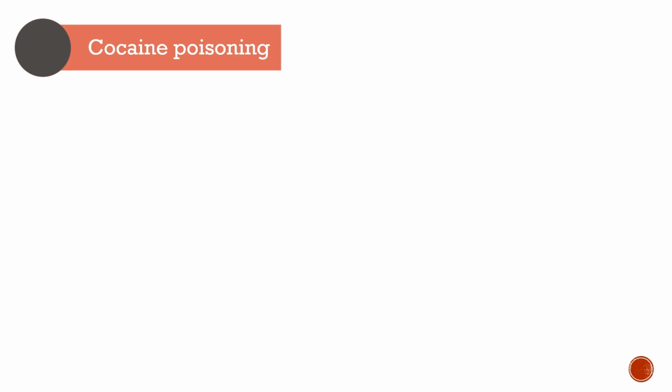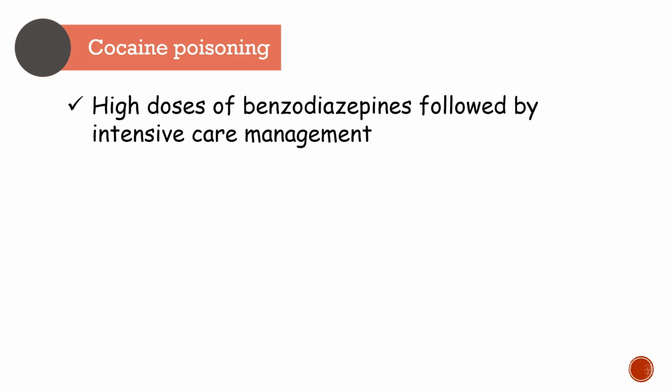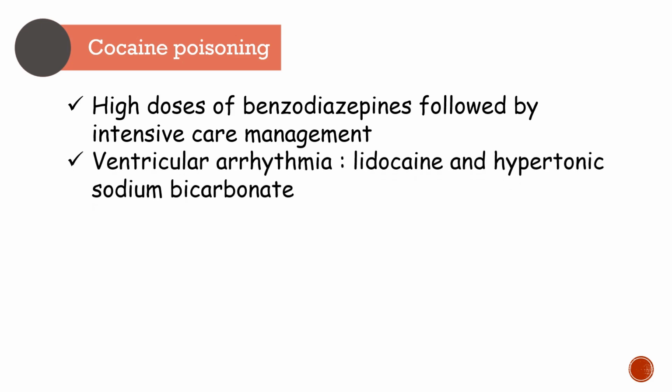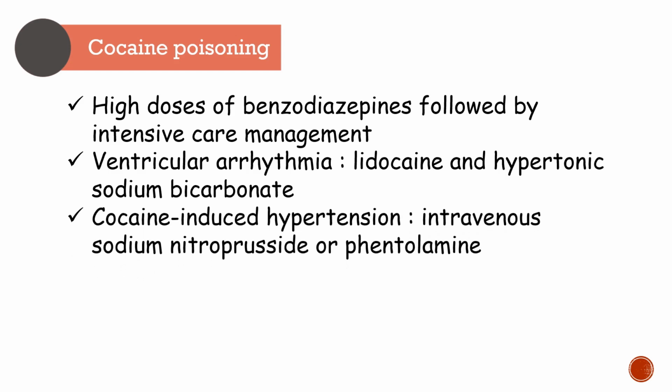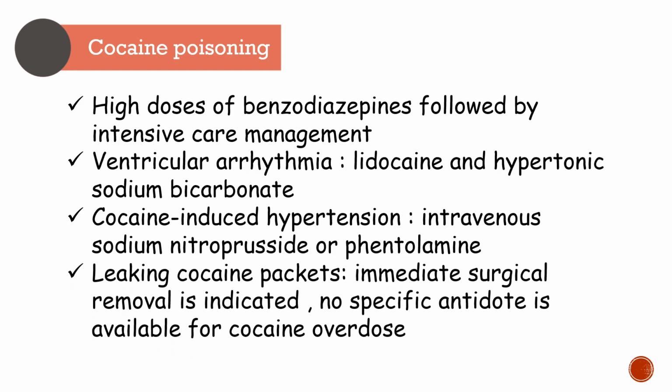Now coming to cocaine poisoning, patients are given high doses of benzodiazepines followed by ICU management, and we treat the symptoms. For example, ventricular arrhythmias are treated with lidocaine and hypertonic sodium bicarbonate. In some patients with cocaine-induced hypertension, we treat them with IV sodium nitroprusside or phentolamine to control the hypertension. But when patients are suspected to have leaking cocaine packets, immediate surgical removal is indicated. There is no specific antidote available for cocaine poisoning.